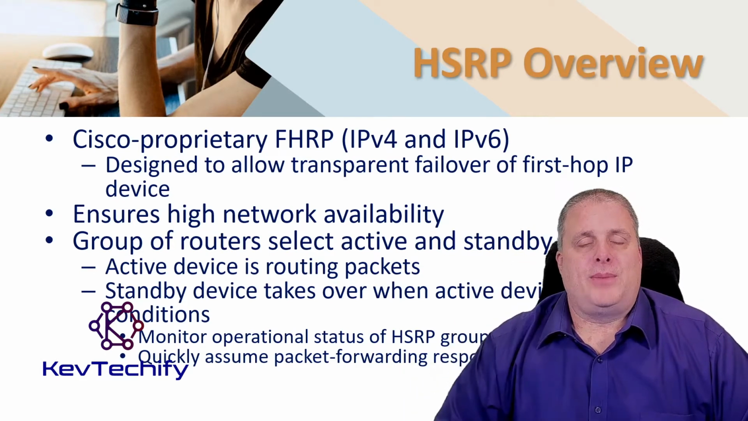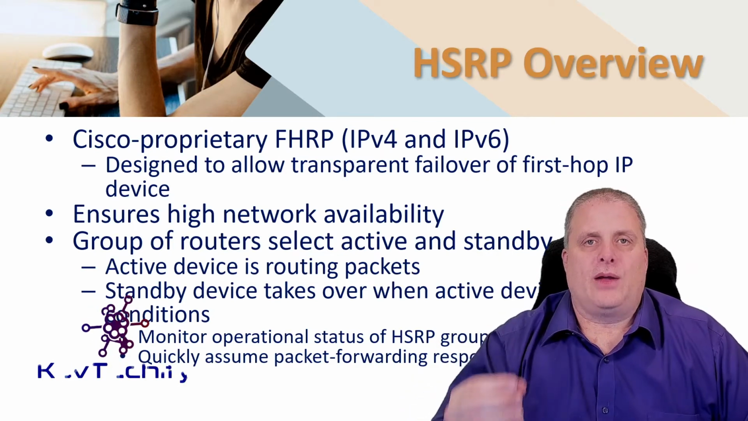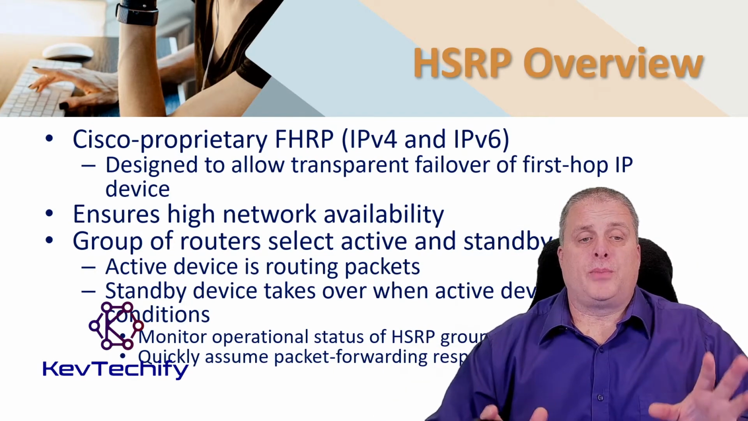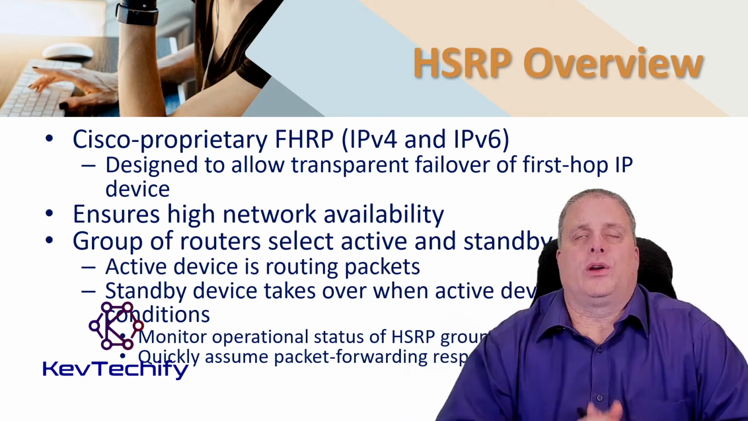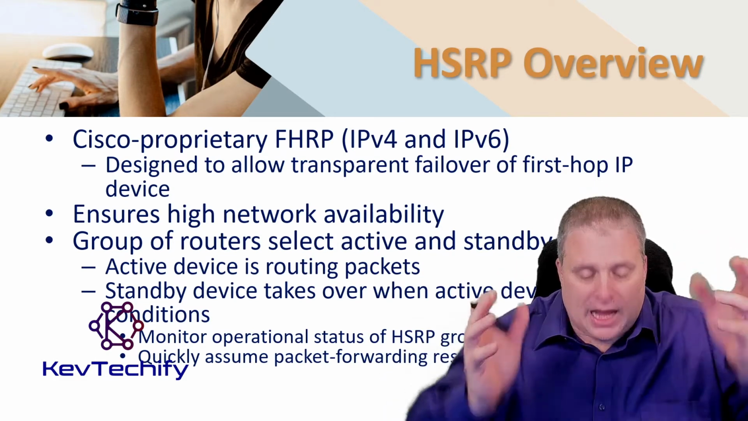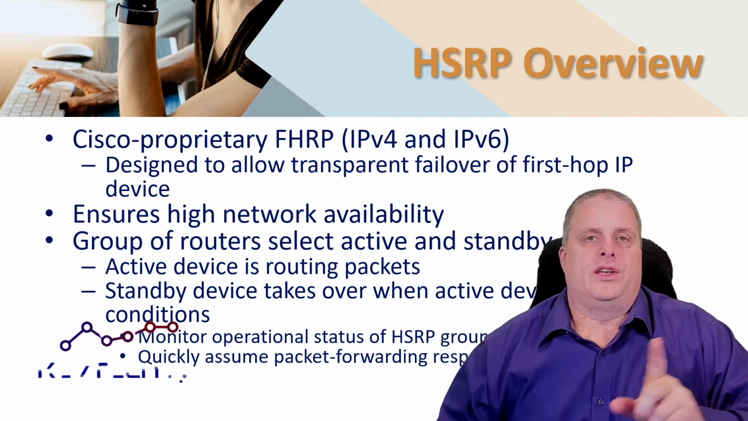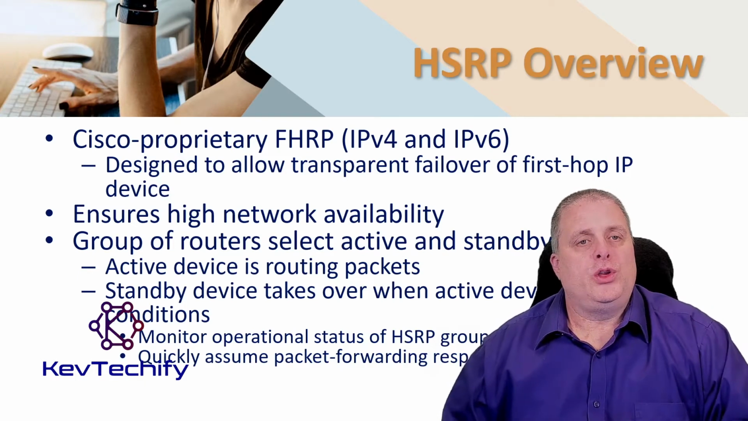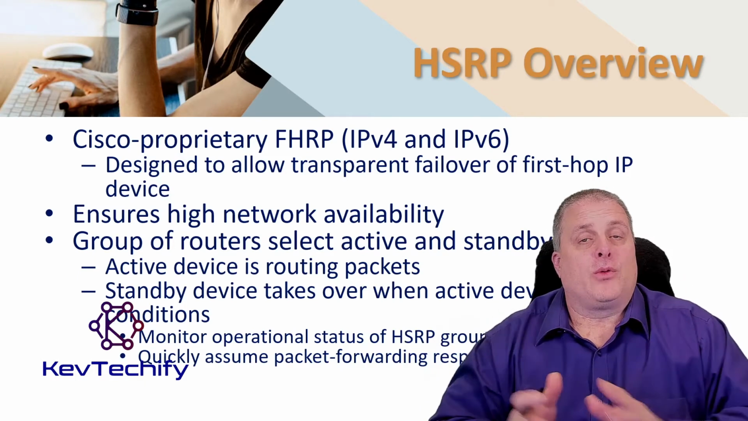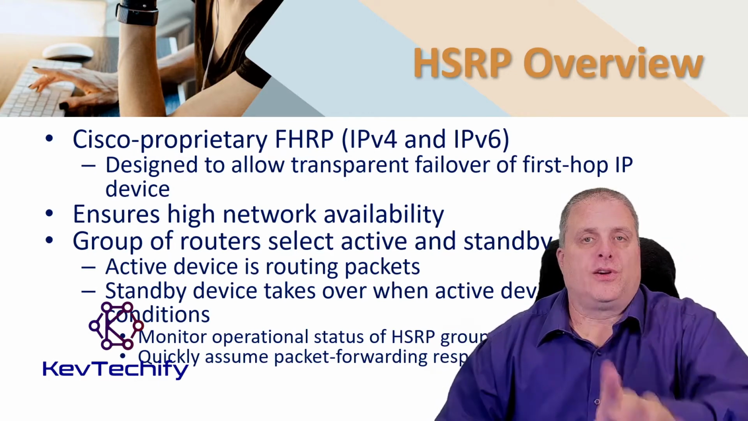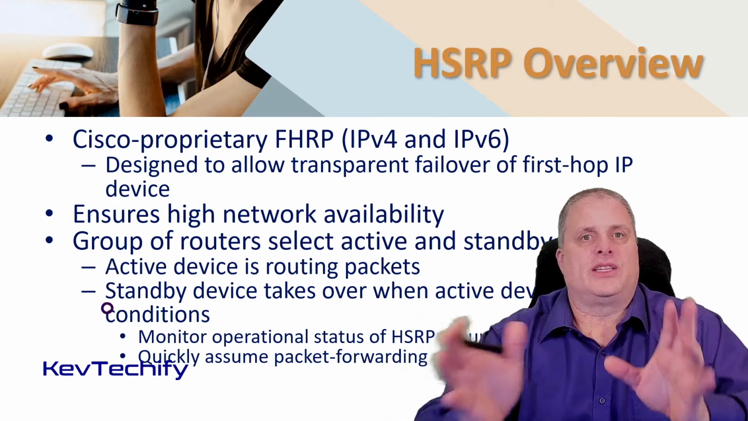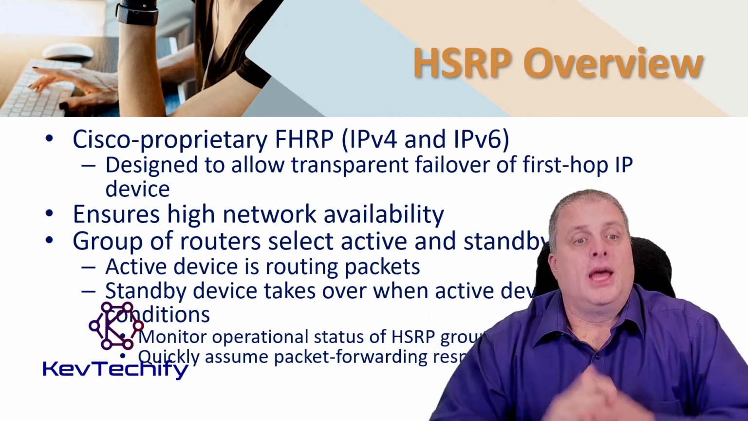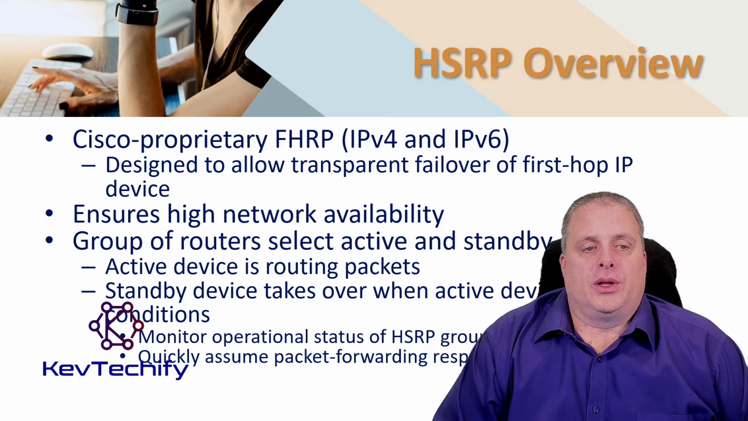The first hop IP device is your default gateway, that router that connects your network to another network. What HSRP does is it ensures that we have high network availability, because traditionally operating systems only specify one default gateway. And if that one default gateway, that one IP address, goes down, you can't get off the network normally. If that one IP address is virtual, and there's a first hop redundancy protocol that decides which router to use, then that gives us that high network availability.